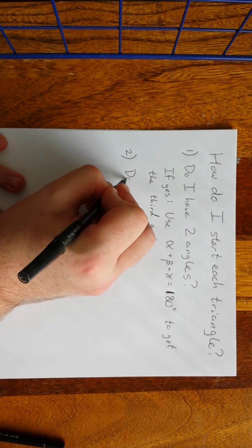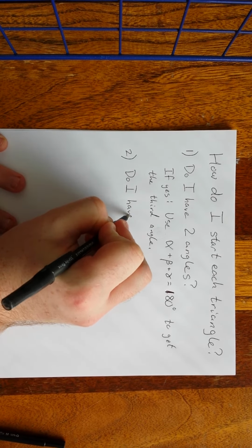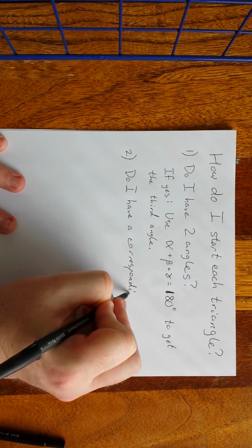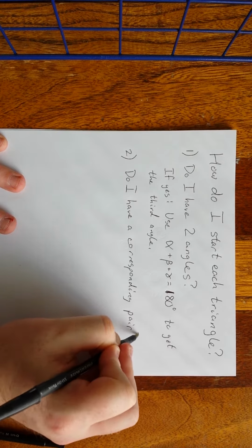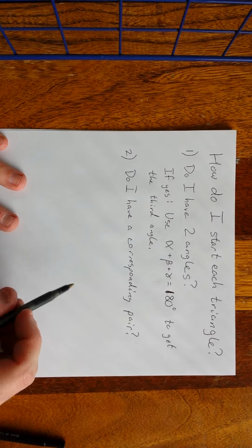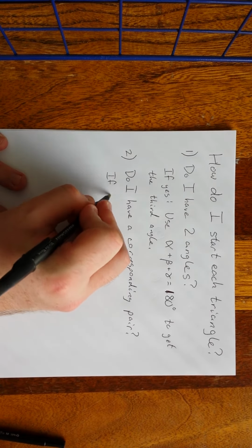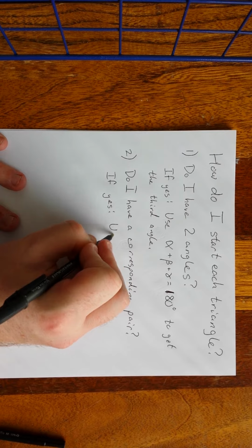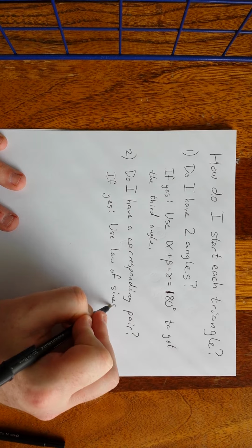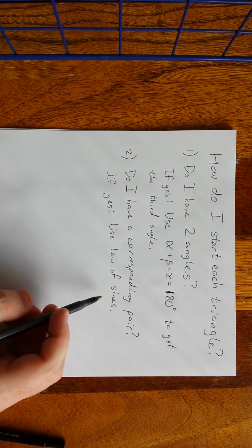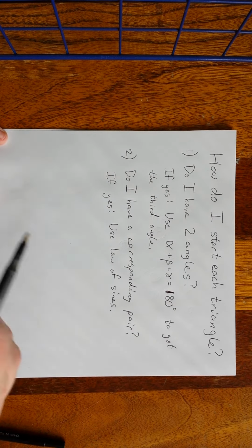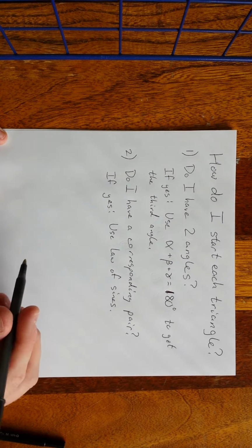Step 2 says, do I have a corresponding pair? That's one of those pairs of sides and angles that are directly across from each other in the triangle. If the answer to that is yes, you can use the law of sines. Now, depending on what other information is given to you in the problem, you could potentially be getting another angle, or you could potentially be getting another side. When we start doing a couple of examples together, we'll talk about the different cases there.